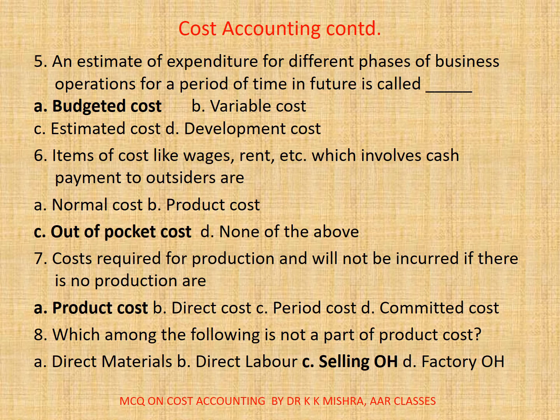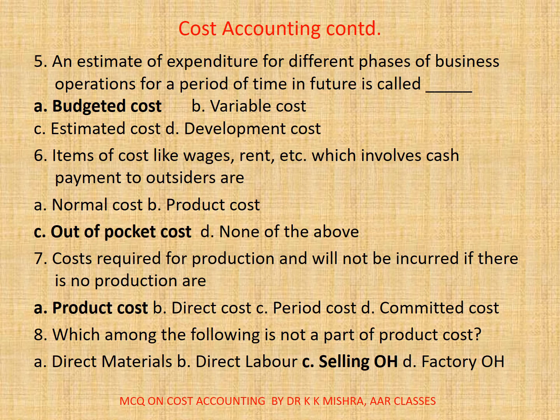Budgeted cost. 6. Items of cost like wages, rent, etc. which involves cash payment to outsiders are A. Normal cost. B. Product cost. C. Out of pocket cost. D. None. Here correct option is C. Out of pocket cost.